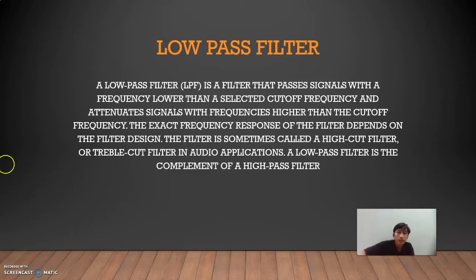Okay, we start with the meaning of low pass filter. A low pass filter is a filter that passes signals with a frequency lower than a selected cut-off frequency and attenuates signals with frequencies higher than the cut-off frequency. The exact frequency response of the filter depends on the filter design. The filter is sometimes called a high cut filter or treble cut filter in audio applications. A low pass filter is the complement of a high pass filter.